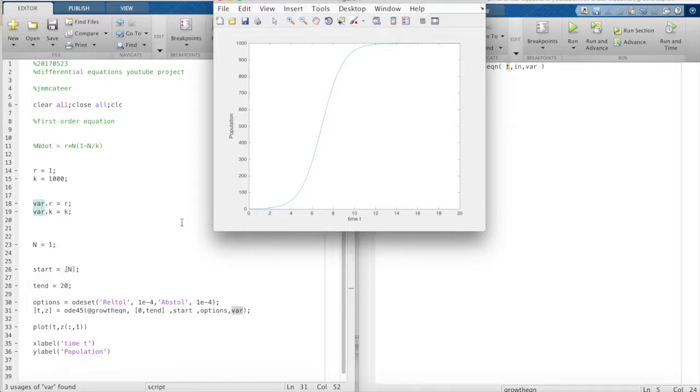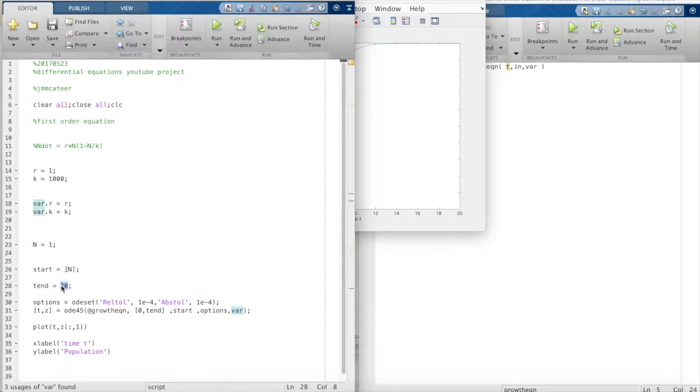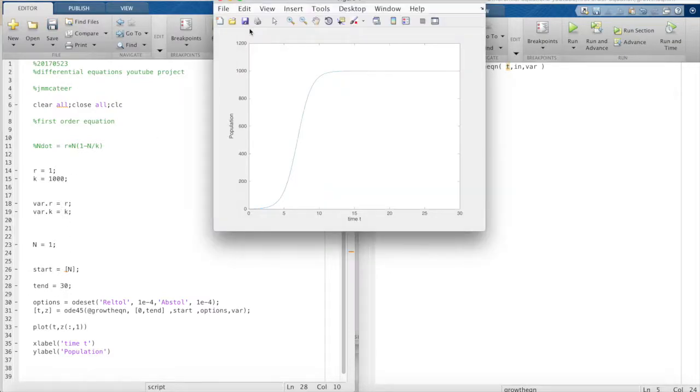This is a known solution. We start off at n equals 1, which we can see it does, and we finish at the expected value of k equals 1000. So this is how you can solve a first order differential equation in MATLAB. Now just to explore this example, we can see that we can do lots with it. We can make it last for a longer period of time. We could say we want to run it for 300 time units, and you can see we just have more of this plateau.